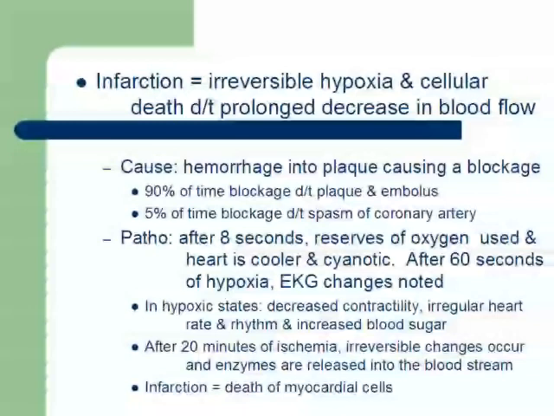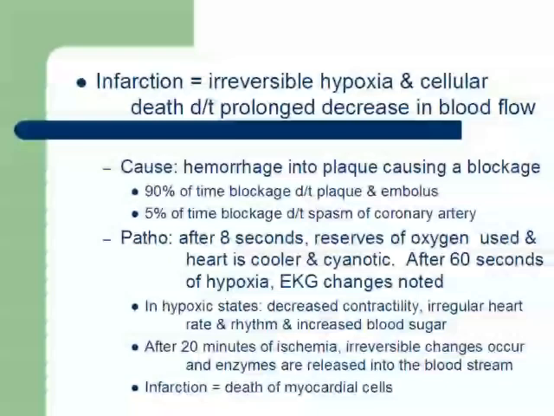Angiotensin II is released, causing peripheral vasoconstriction, fluid retention, and again more catecholamine release, causing spasm of that coronary artery. And then growth factor is released to start the ventricular remodeling. After 20 minutes of ischemia, you're going to have irreversible changes, and cardiac enzymes will be released into the bloodstream because you will have heart muscle death. And infarction is death of those myocardial cells.